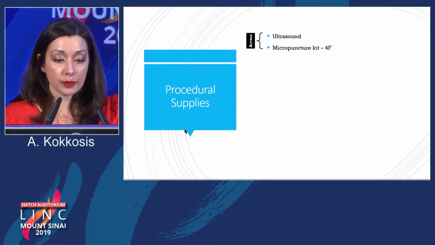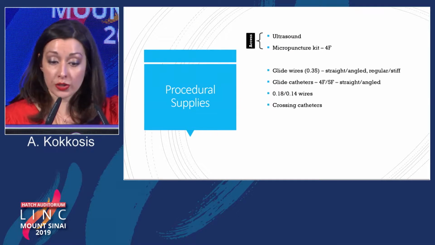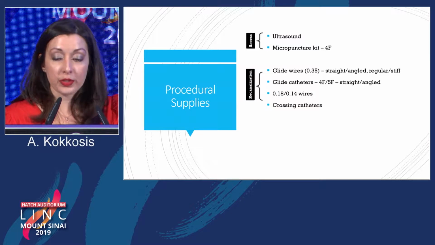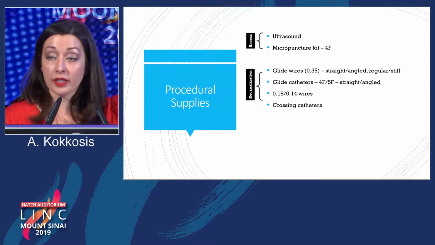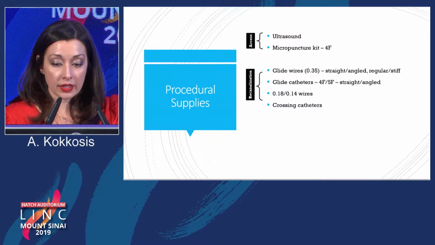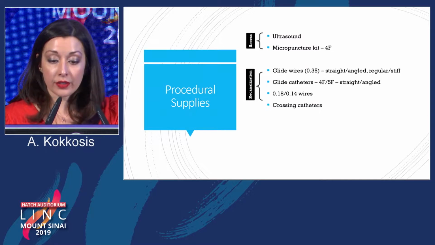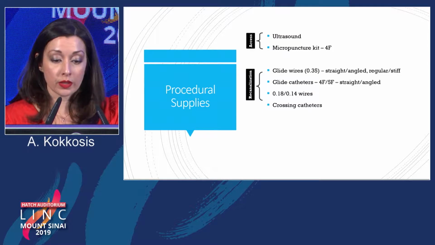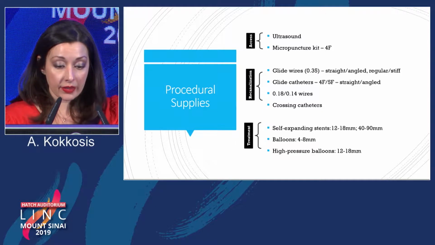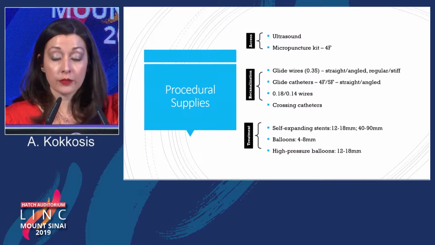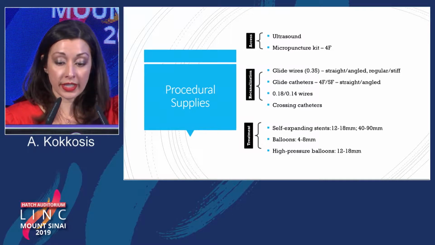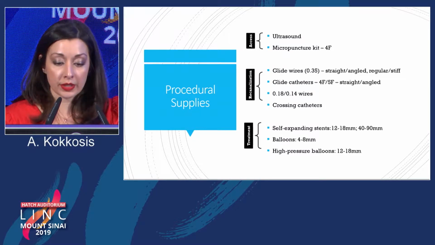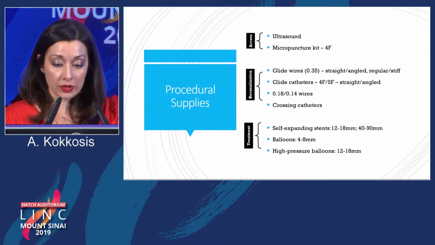In terms of procedural supplies, for the access, you'll need ultrasound and a micropuncture kit. For the recanalization, typically an 035 glide wire, straight, angled or stiff. Glide catheters, 4 French, 5 French, straight or angled are what I use, or some 014 and 018 wires, crossing catheters. And for the treatment, self-expanding stents, 12 to 18 millimeters, 40 to 90 millimeters. In this case, I'm talking about the Wallstents.